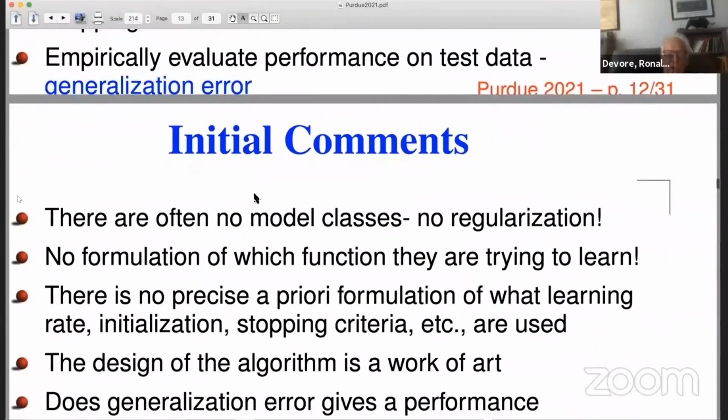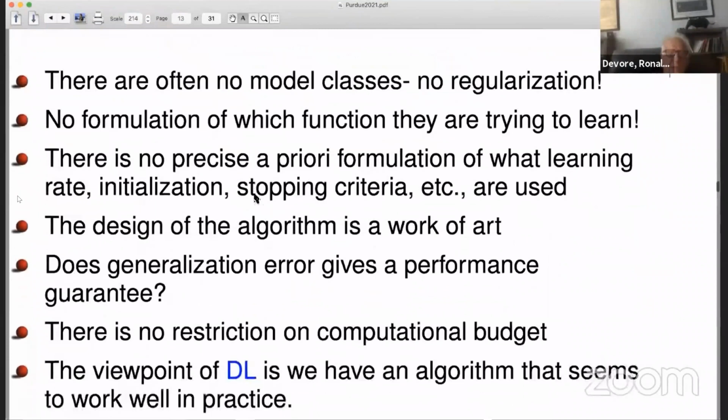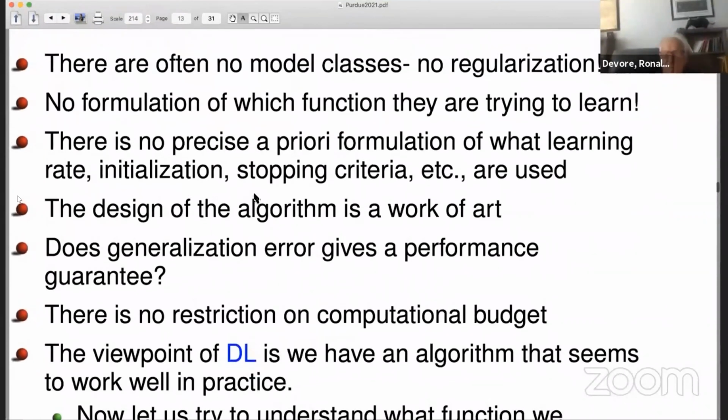Okay, so my initial reaction to this way of doing things is the following. I'm bothered by the fact that there's not generally a model class lurking in the background in this, either in the formulation of the problem or in the analysis part of the problem. As I mentioned, if you don't have a model class, you can't prove anything. So this is a red flag to me.